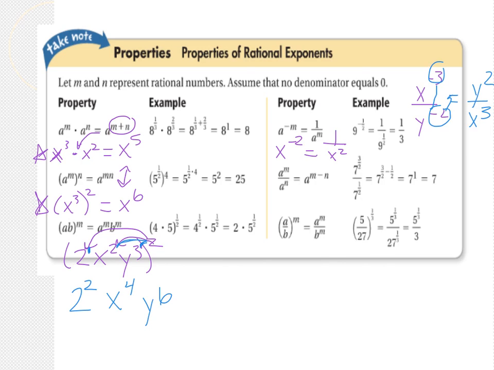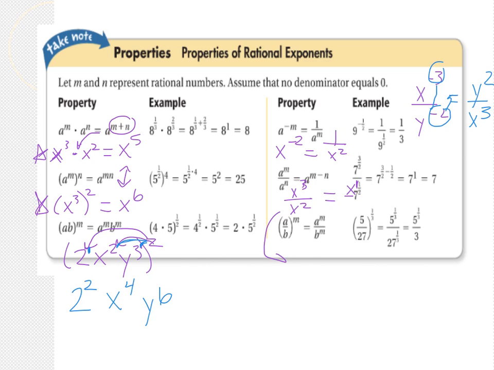So that's that property. And if I'm going to be having division between the two, let's say I have x to the third over x squared, I subtract the exponents. Or another way that I think of this is which one has more x's? Are there more x's on top or bottom? In this case, there's more x's on top. So my x is going to remain on top. And then I subtract my two exponents. So that would just give me x to the first.